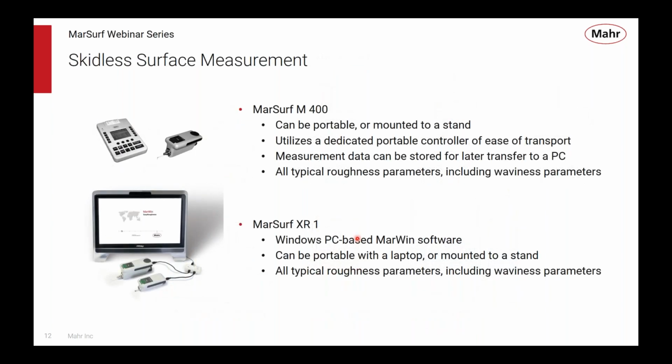So it starts with something like our MarSurf M400. That's intended to be used either as a portable device or on a measuring stand, where you mount the drive to a stand, bring the part to the measuring instrument, set it underneath it, bring it down into contact and do the measurements. It's got its own dedicated processor, doesn't need a separate PC or anything. It can be easily portable, carried around, and can even be set right on top of an item to be measured out in the factory, just like a skidded system can be.